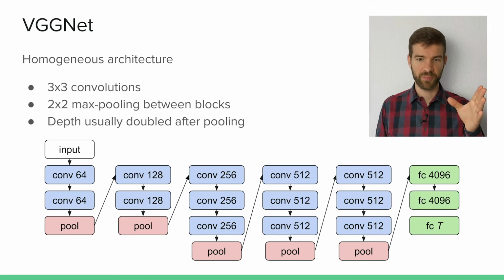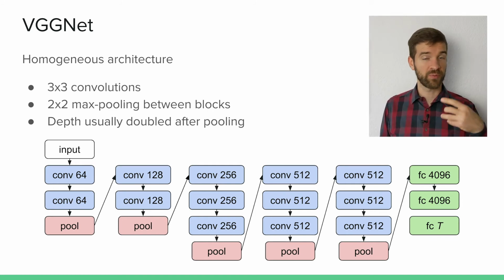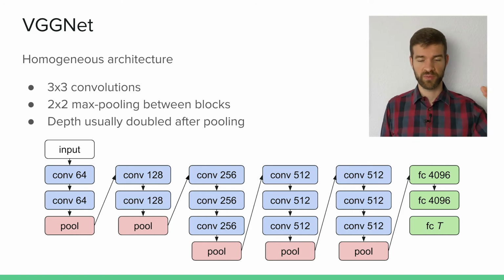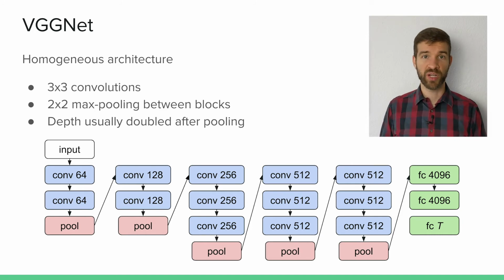The first block has 2 convolutional layers and a pooling with 64 feature maps, then 128. Then we have 3 convolutions next to each other, that are processed sequentially, and then the pooling. And at the end, we have really large, fully connected layers, 2 layers that have 4096 features as outputs, and then the final layer that has the number of classes as outputs.